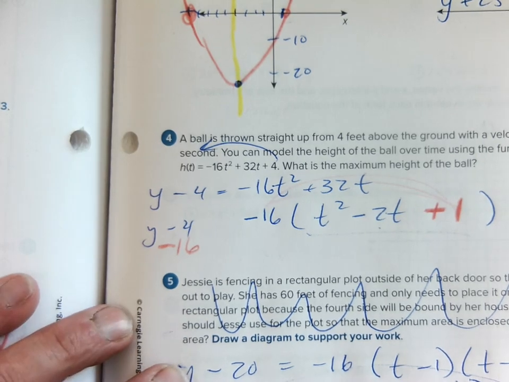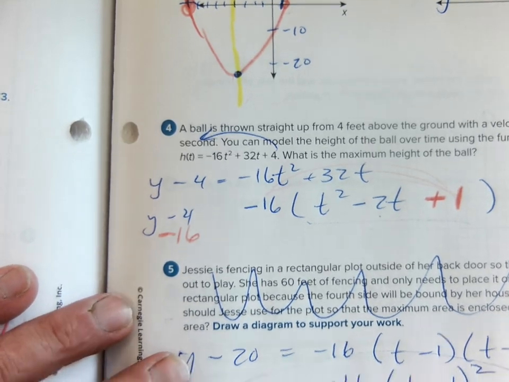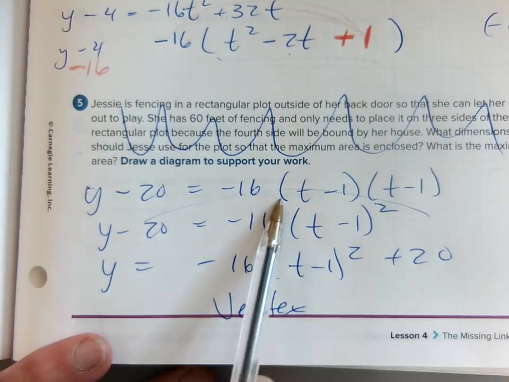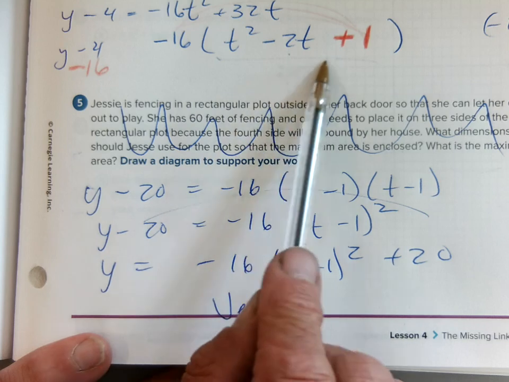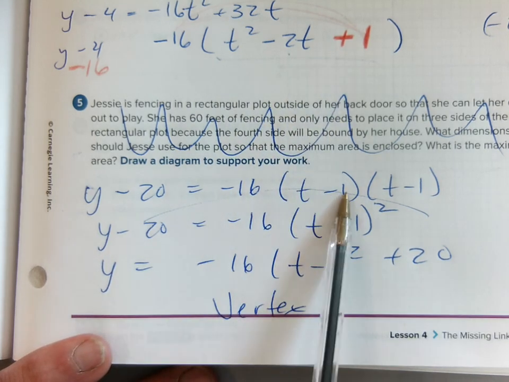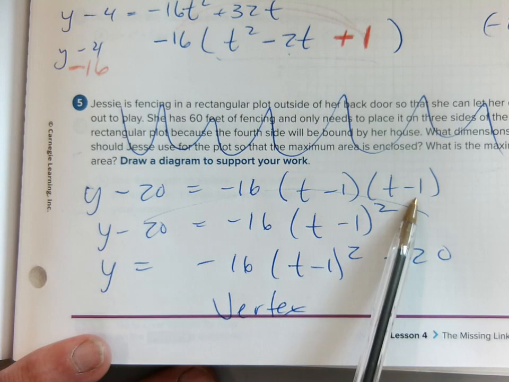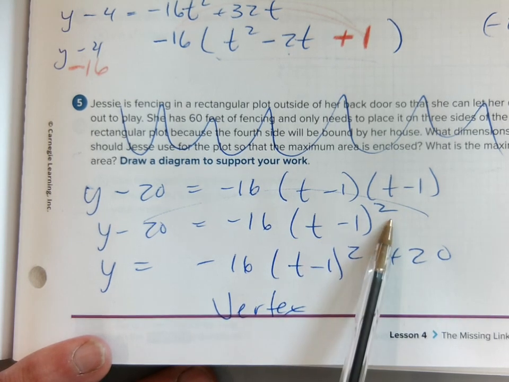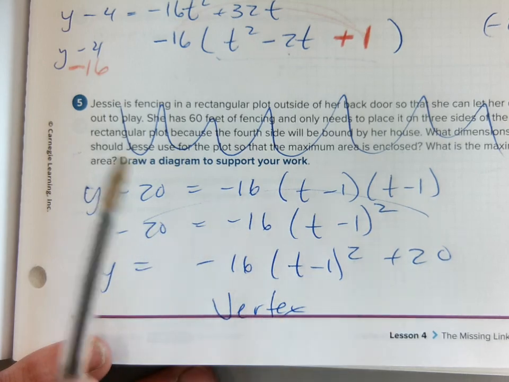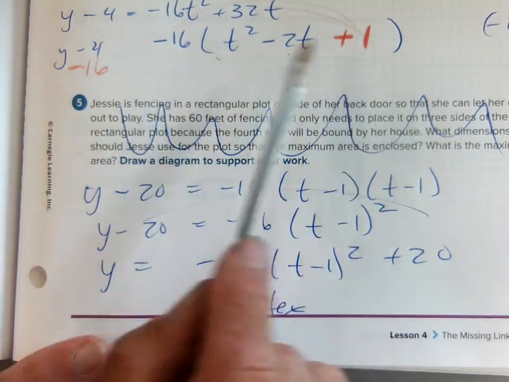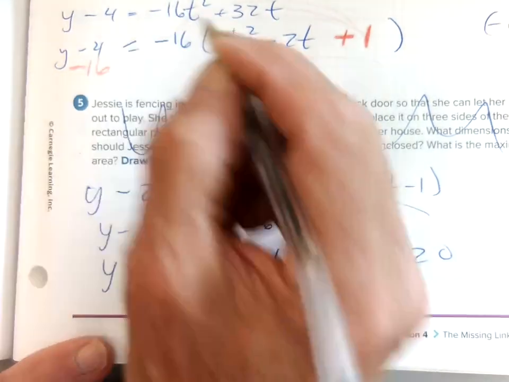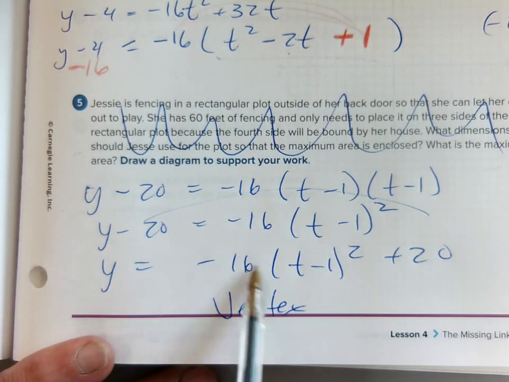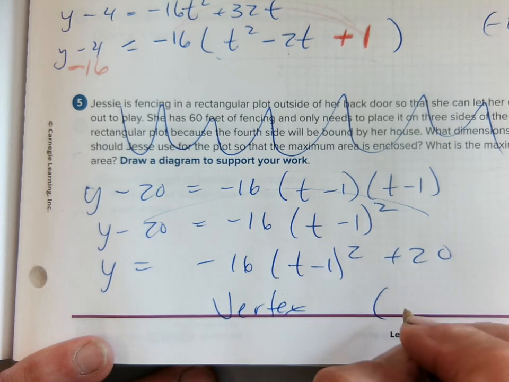Okay, what does that tell me? It tells me the vertex. Okay, what did I do? I factored it into t minus 1, t minus 1. I then made it t minus 1 squared. I brought the 20 back over, and the 20 came from the fact that I added, on this side, this is a little tricky, but I added -16, so I had to add -16 to that side. So the vertex we know has to be at +1, 20.